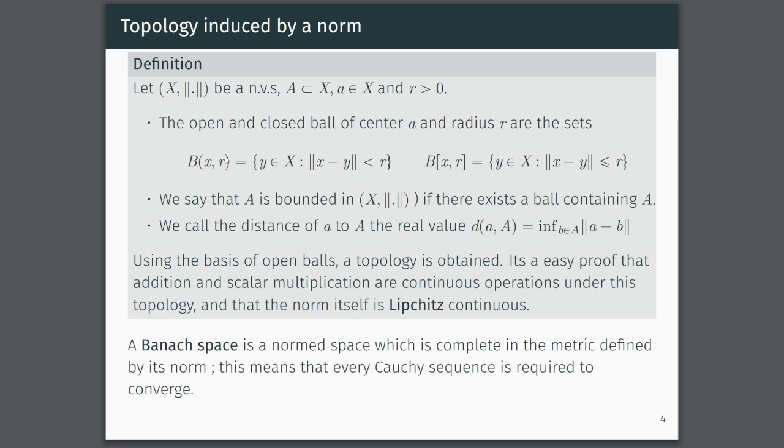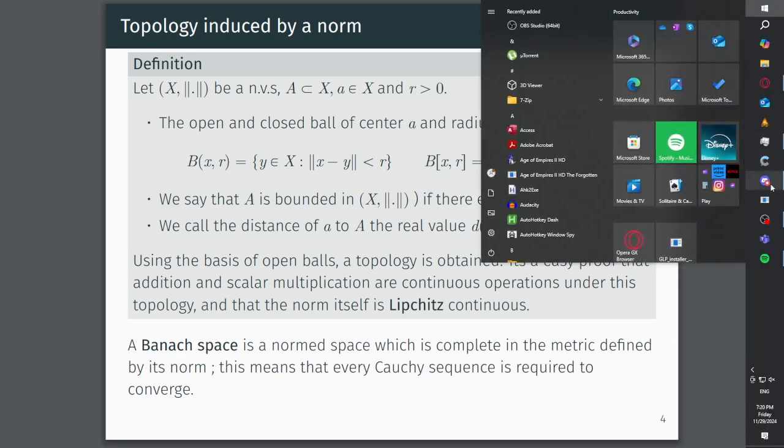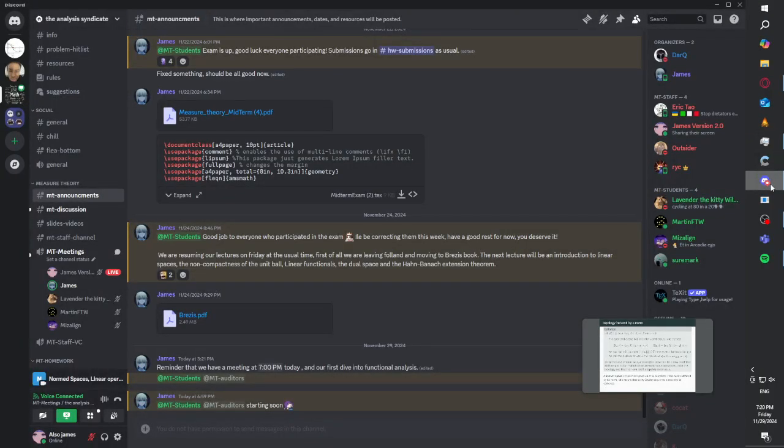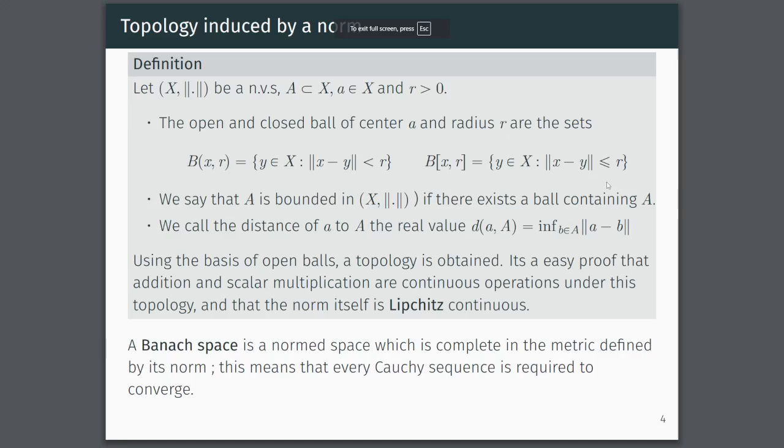Wait, am I lagging? Let me see. Or is my voice lagging? I guess. I think I can switch to data for a moment. Wait, just a sec.